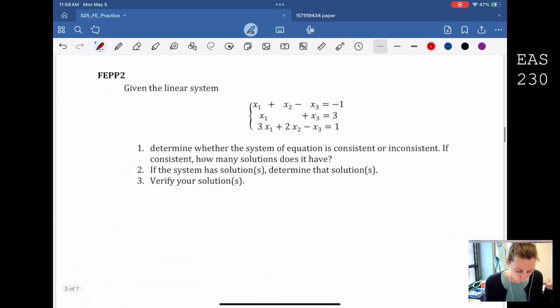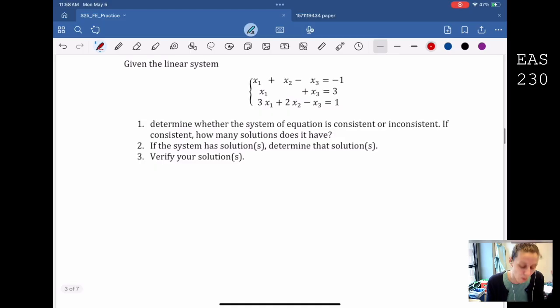Okay, number 2. Problem number 2. Given the linear system, determine whether the system of equations is consistent or inconsistent. If consistent, how many solutions? So essentially it's asking me, solve it. So I can solve it however I want. Does not matter. However, if our system has infinite number of solutions or no solution, then the fastest way to get to the final answer would be using Gauss elimination.